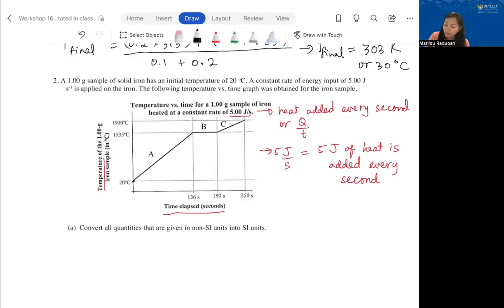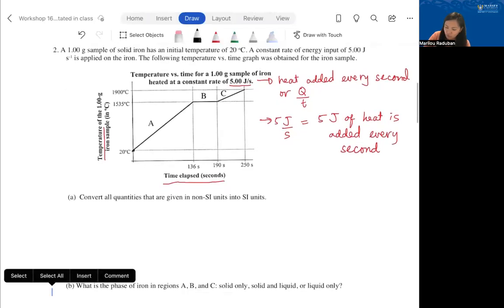Okay, so keep that in mind as we go through the questions, because when you need to find the heat that's added, you have to consider how long the heat has been added for in order to find the heat when you're given the rate of 5 joules every second. Okay, but the first question asks us to convert all quantities into SI units.